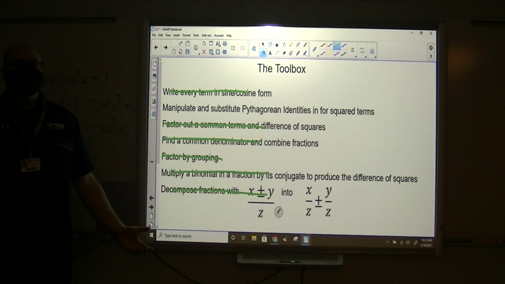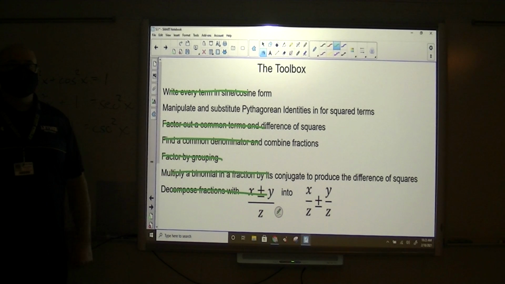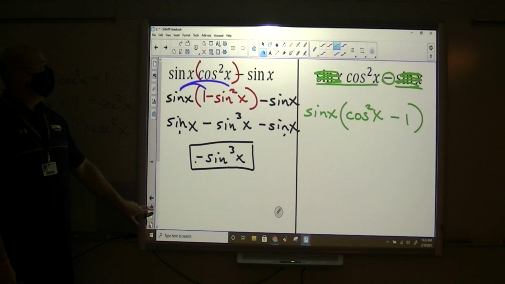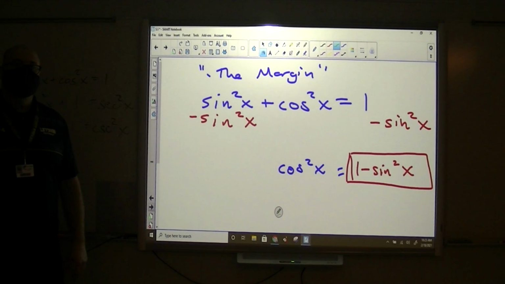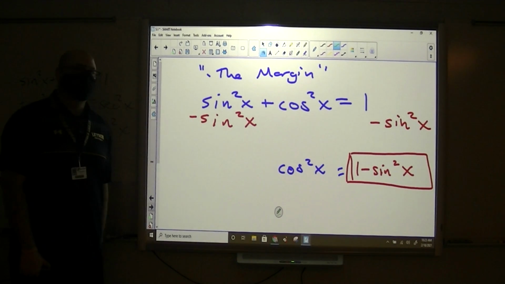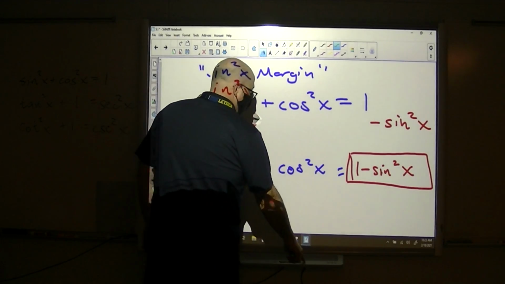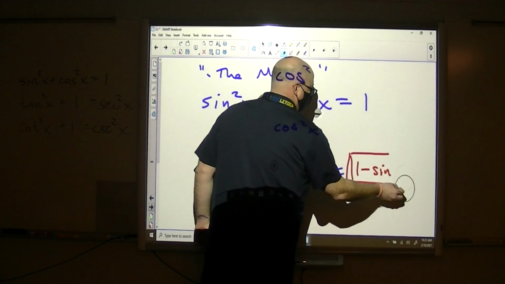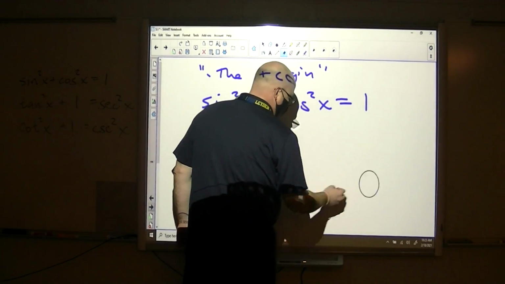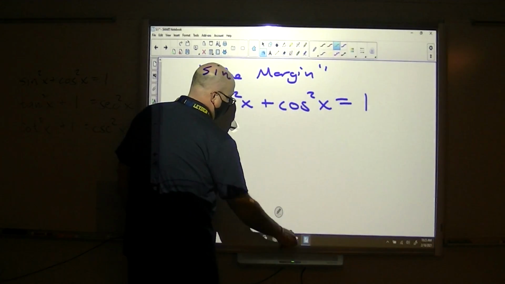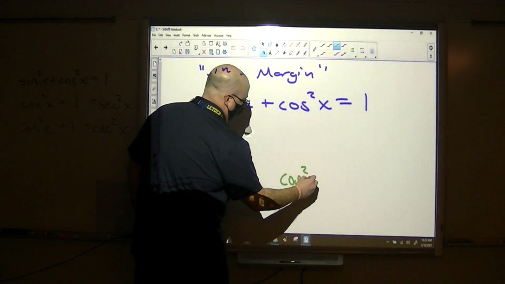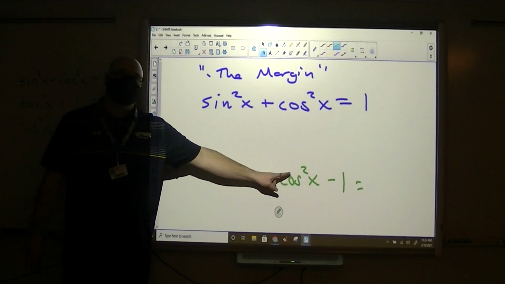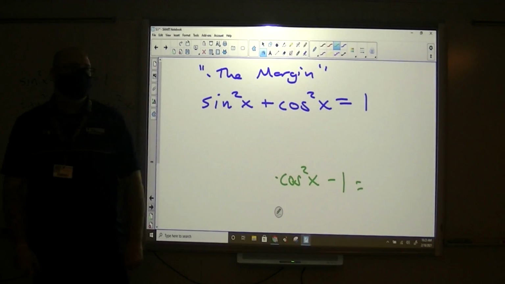See how we get to the end? Okay? We've got to manipulate and substitute a Pythagorean identity again. So, when we were in the margin before, we wanted to get just cosine squared x. Now we're back in the margin, and instead of trying to get cosine squared x, now we want a statement that says cosine squared x minus 1 equals something, because that's the expression that's in the problem we're doing.